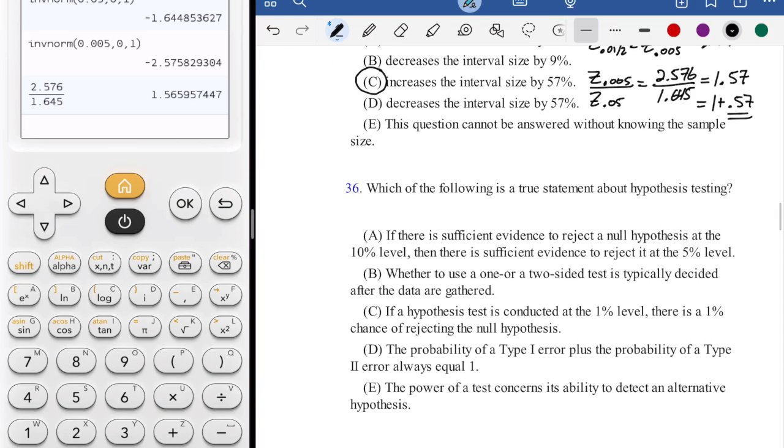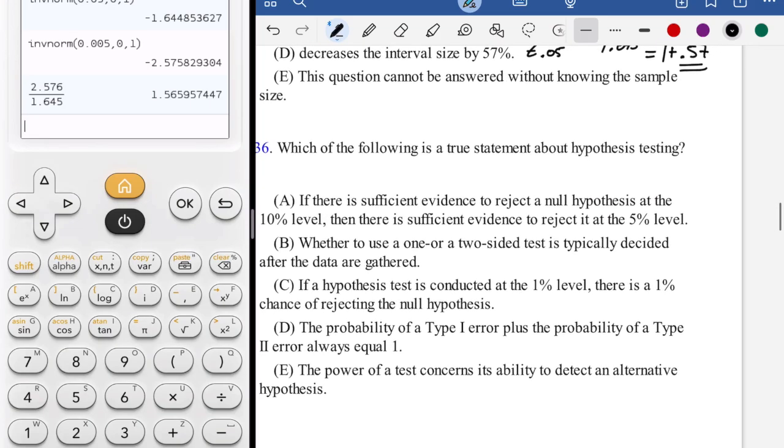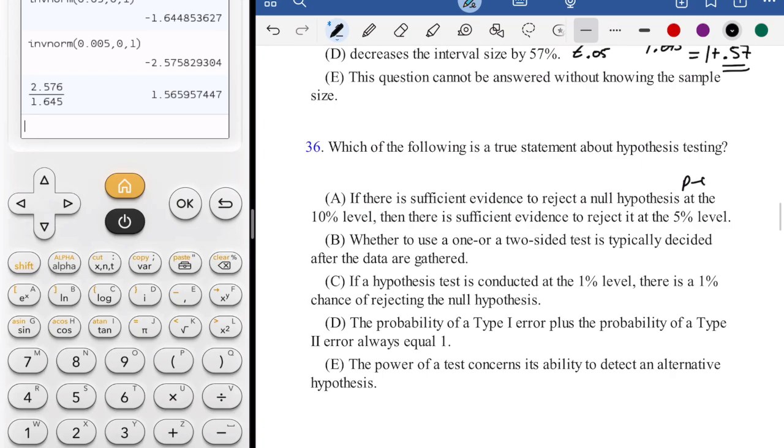Which of the following is true about a hypothesis test? Let's see. If there is sufficient evidence to reject the null hypothesis at the 10% level, there's sufficient evidence to reject it at the 0.05. Not necessarily. Because if you reject at the 0.05 level, maybe your p-value was 0.08, something in that neighborhood. That would reject for the 10%, but not the 5%, so that's out.